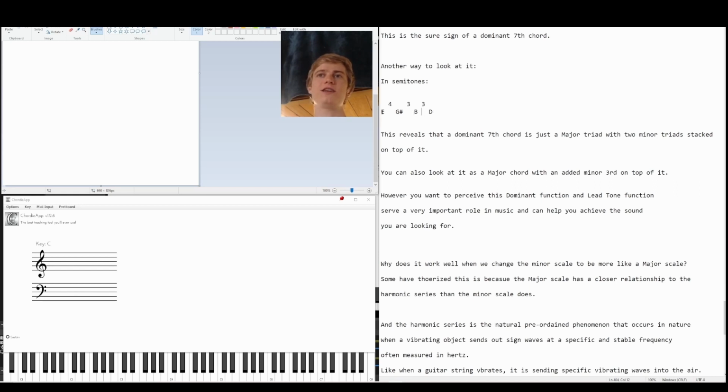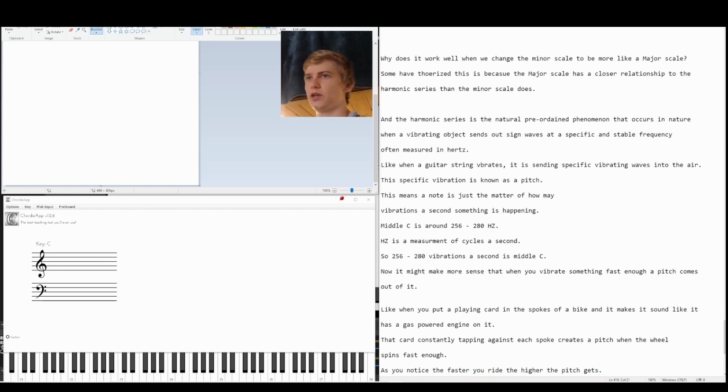So as you can see, a major third with 2 minor thirds on top of it is the nature of a dominant 7th chord. An easier way to look at it might be looking at it as a major chord with an added minor third on top of that. However you want to perceive this, dominant function and lead tone function serve a very important role in music and can help you achieve the sound that you're looking for.